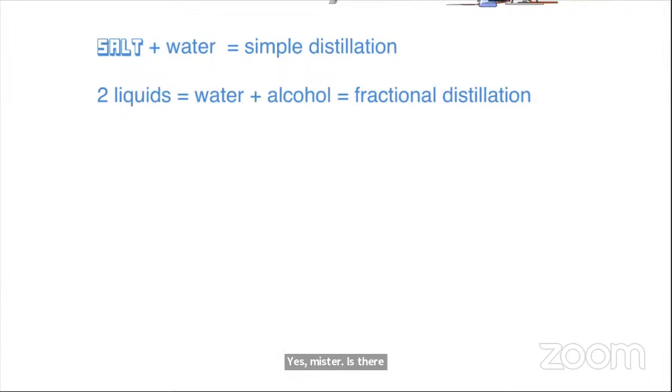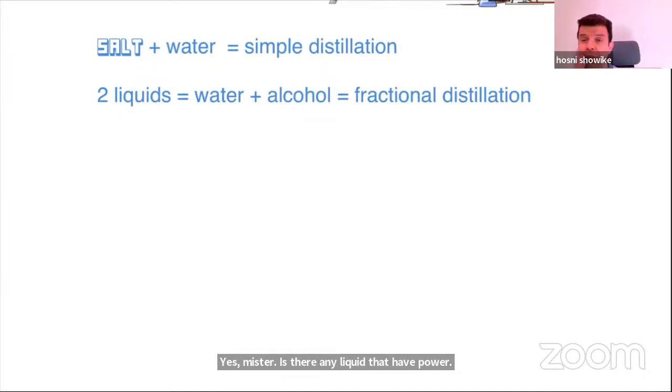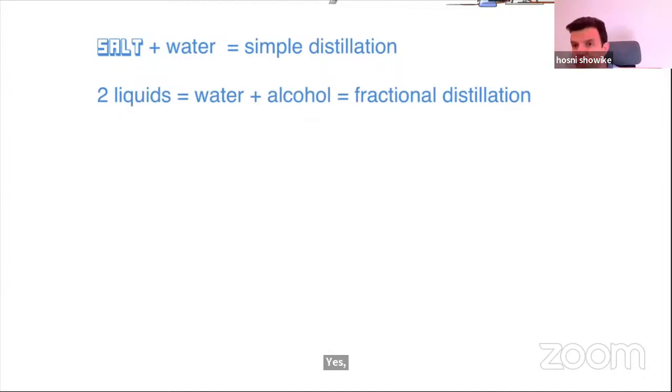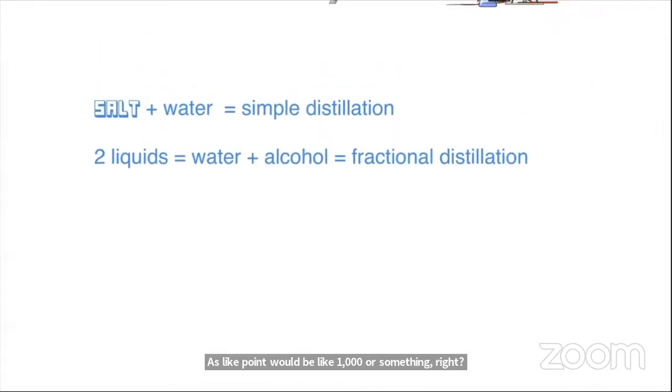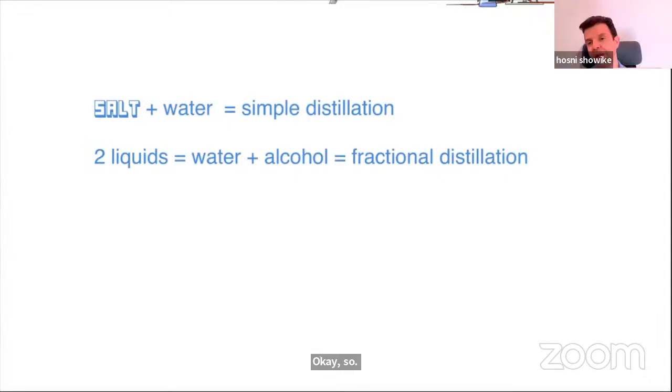Is there any liquid that has a higher boiling point than water? Yes, right? There's a lot of liquids. Mercury, right? It's a liquid, right? Its boiling point would be like 1,000 or something, right? Okay. So if I am to separate, let's say, water from mercury, which liquid will go first? Then water will go first, right?